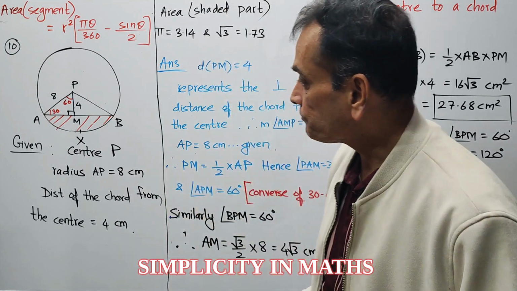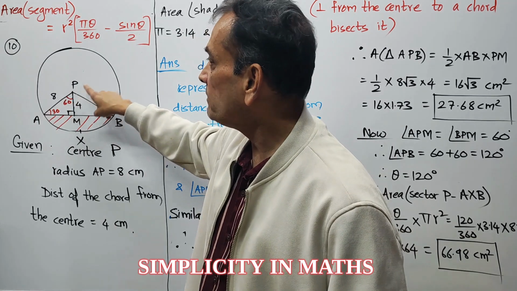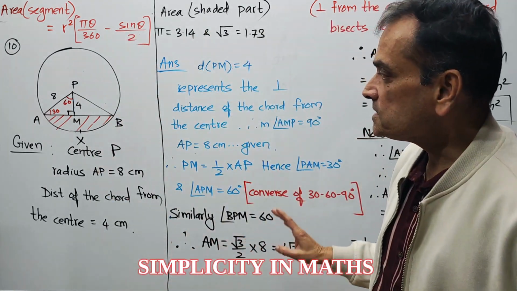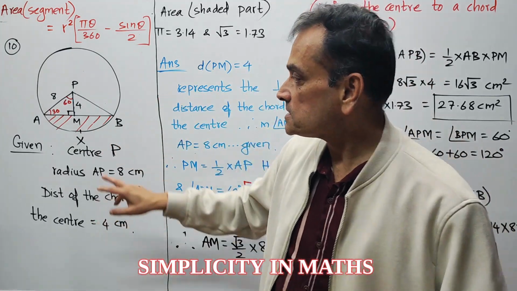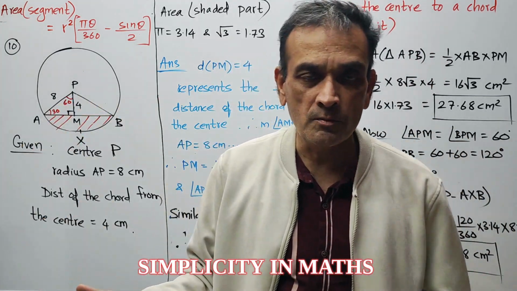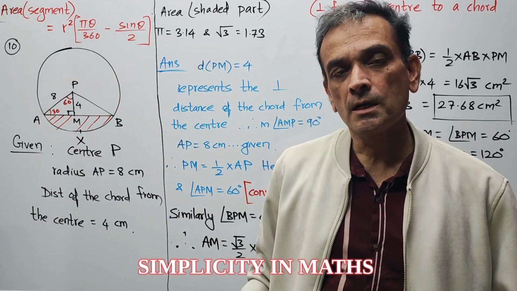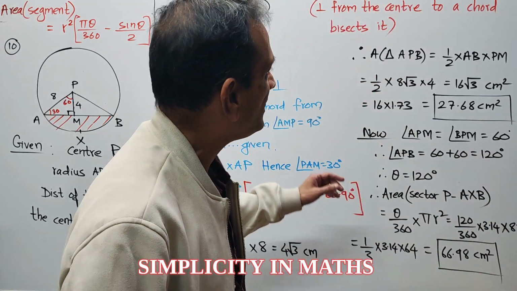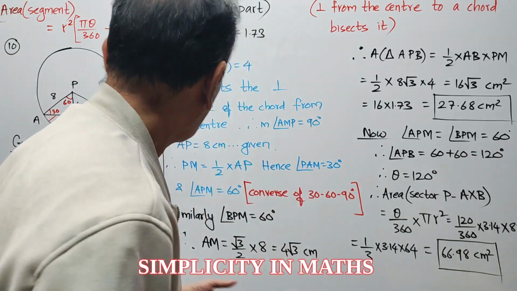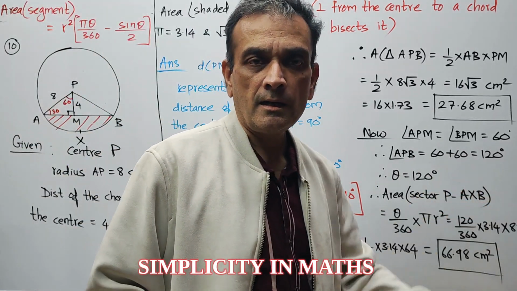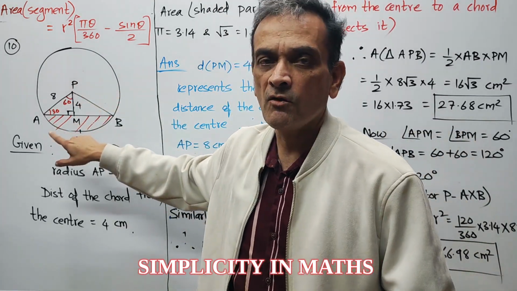Right? So in this sum, we did not use the sine formula because this angle is 120, and sine 120 is not known. That is why we found the area of triangle by using the converse of 30, 60, 90. Get the sides of the triangle first. We got the base: first AM, then AB. Height is already given. Half base into height gives you area of triangle. Then area of sector, where theta is 120. And then get the final answer. Area of shaded part is area of sector minus area of triangle.